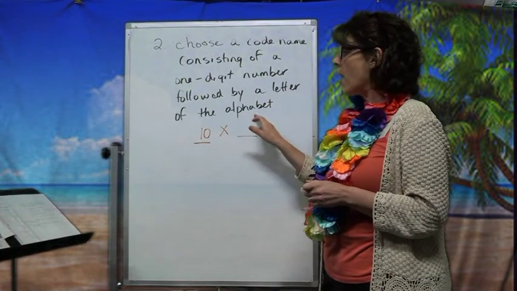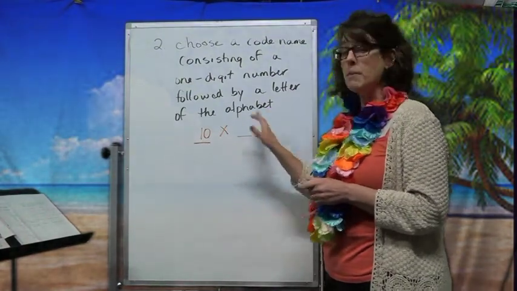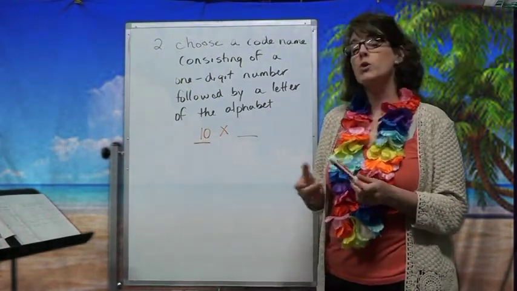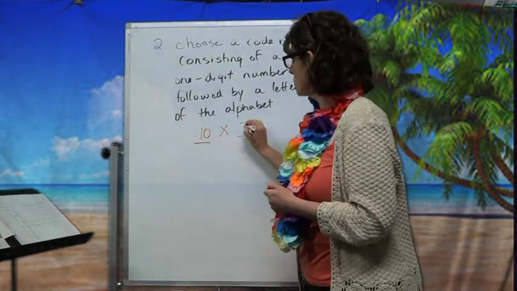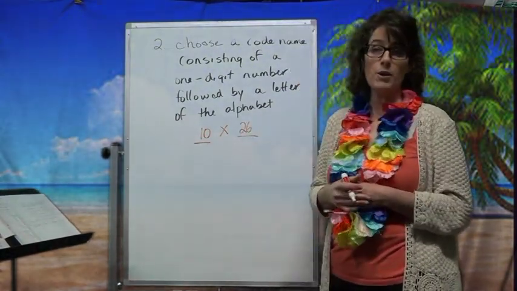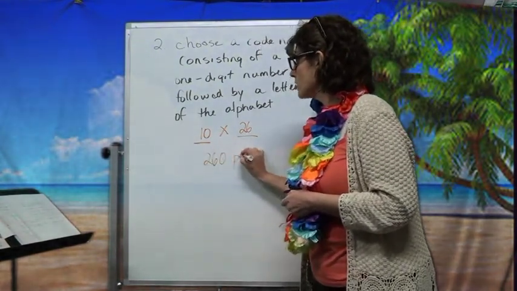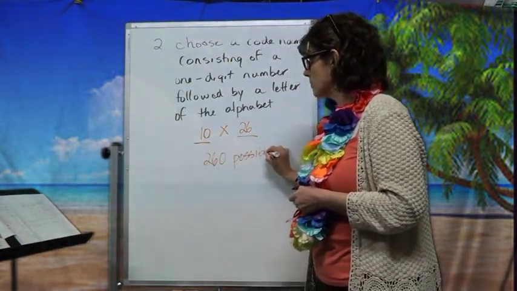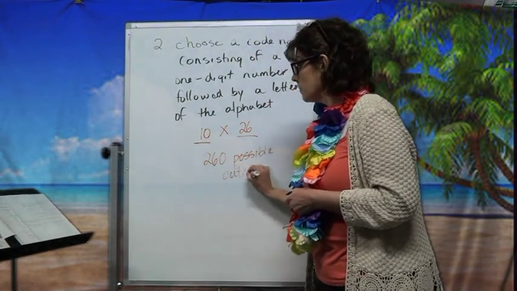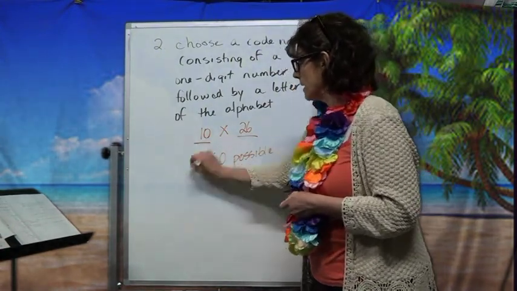Now, in the letter of the alphabet, how many different letters of the alphabet could I choose? Well, there's 26 letters in the alphabet, so I'm going to put a 26 in here. Now I'm going to multiply those 2 numbers together, and 10 times 26 is 260. So I've got 260 possible outcomes when I make that code in this manner.